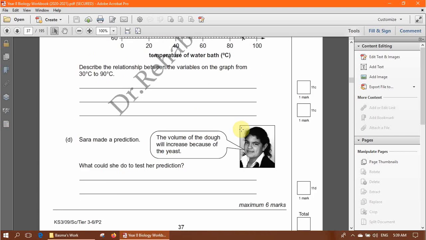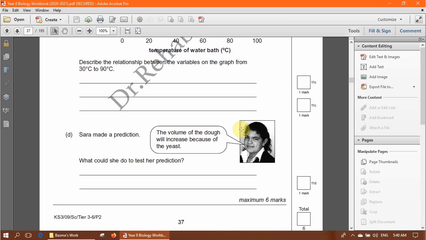Okay. She made a prediction that the volume of the dough increased because of the yeast. So how to test her prediction? Simply, she can repeat the experiment without the yeast, and she's going to see that the dough will not rise. So she's going to make sure that the rise was because of the yeast, because without it the dough didn't rise. So she's going to repeat the experiment without the yeast, or she can use different amounts of yeast, and she's going to observe that by adding more yeast the dough rises more and more. So this means that what makes the dough rise is the yeast.